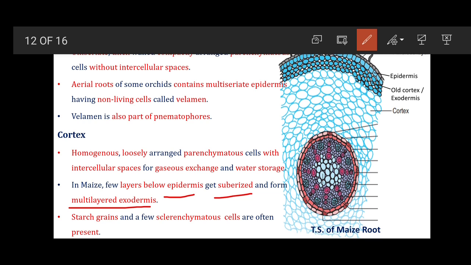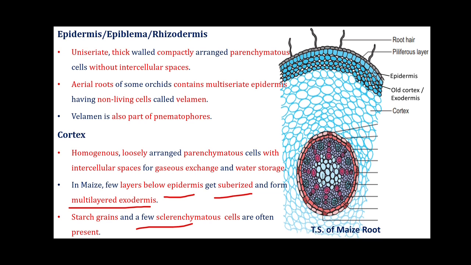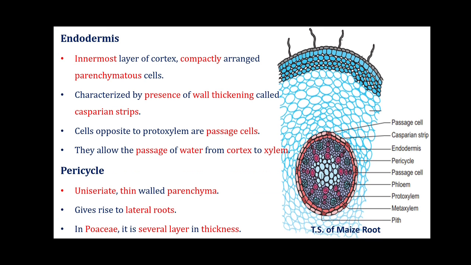You can see all this structure in the image. Starch grains and a few sclerenchymatous cells are often present. So here you can correlate the diagram with the given description. Endodermis is again the innermost layer of cortex, with compactly arranged parenchymatous cells characterized by the presence of wall thickening called Casparian strip. Cells opposite to the protoxylem are passage cells. You can see the passage cell in the diagram. They allow the passage of water from the cortex to the xylem region.